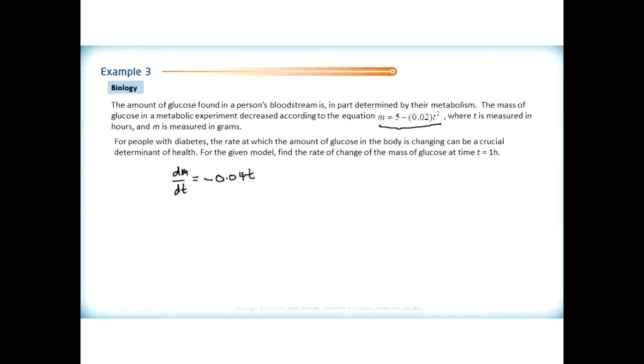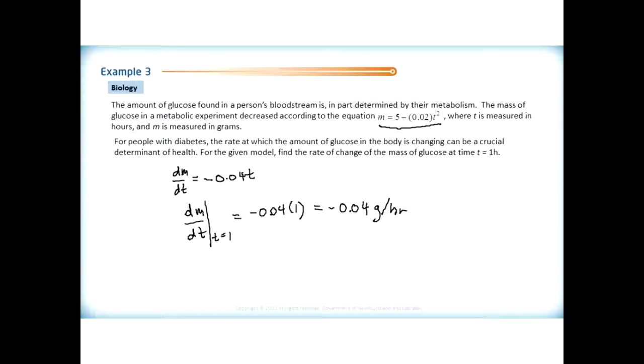So there's our rate of change, and it says, find the rate of change of mass of glucose at time t equals 1 hour. So dm over dt at time t equals 1 hour is going to be negative 0.04 times 1, which will give us negative 0.04. And this is going to be in grams per hour.